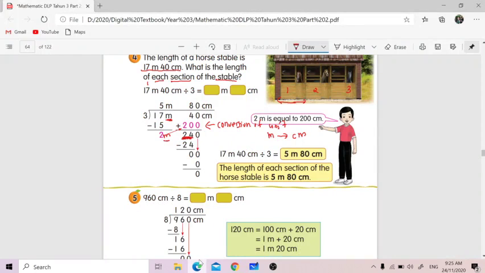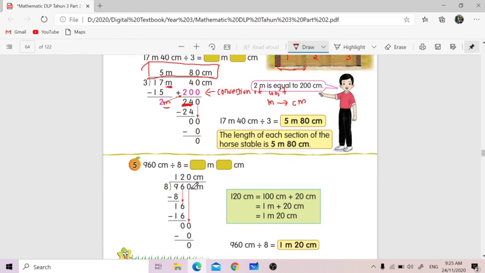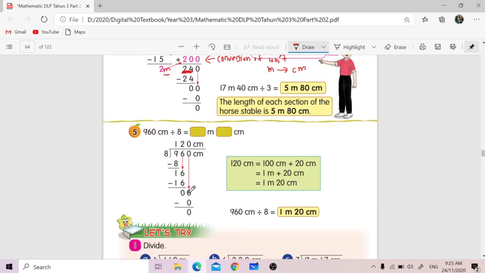Okay, so 8. So letak 8 on top and then 24 minus. Okay, so bila minus 0, 4 minus 4, 0. 2 minus 2, 0 juga. So turunkan 0, sama macam tadi lah. So this is the answer. 5 meter and 80 centimeter. Okay, so ini yang teacher nak tekankan is the conversion. Bila dah ada baki, so you look your unit ya. Hati-hati dekat situ. Okay, 960 divided by 8.